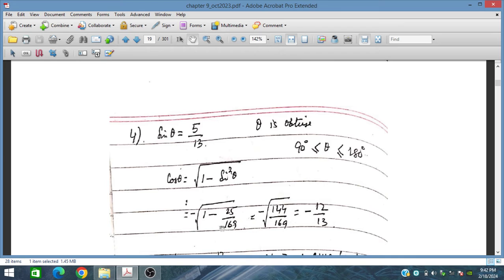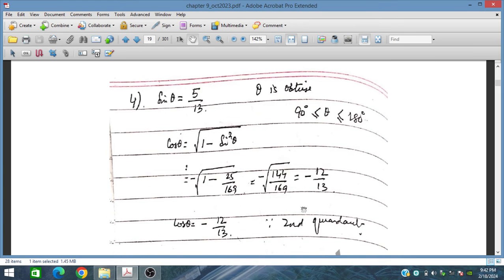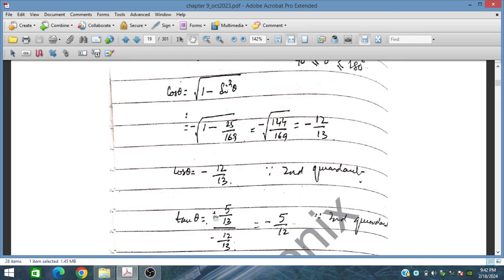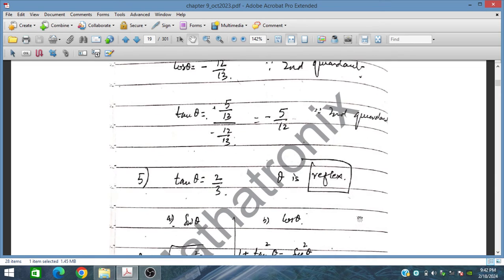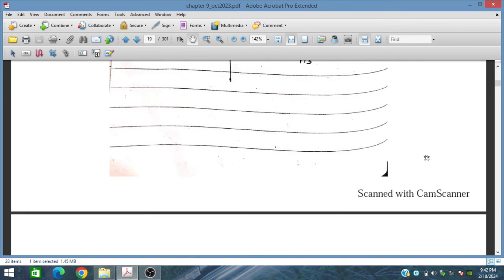in the second quadrant. So 1 minus 5 upon 13 square, which is 25 upon 169, and on solution we have obtained minus 12 upon 13 as the value of cos theta, and this cos theta lies in the second quadrant. Tangent theta is equal to sine theta upon cos theta, and from this we have obtained the value in the second quadrant. So this was the question. Now let's solve the next question.